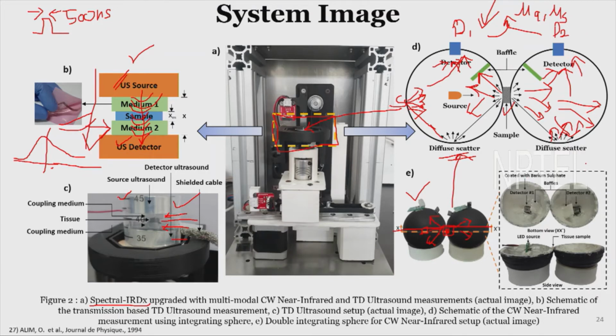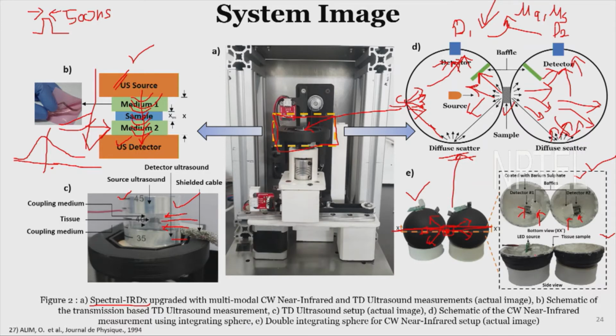And at the bottom, what you see is the actual experimental setup. Again, we cut and sliced open the integrating sphere. This is the top view, this is the bottom view, and then we have the side view over here. From the bottom view, this is the first detector, this is the second detector, and this is the baffle, so that there is no direct interaction from the light which is getting scattered to this detector. Only the diffused light should actually go through this detector.